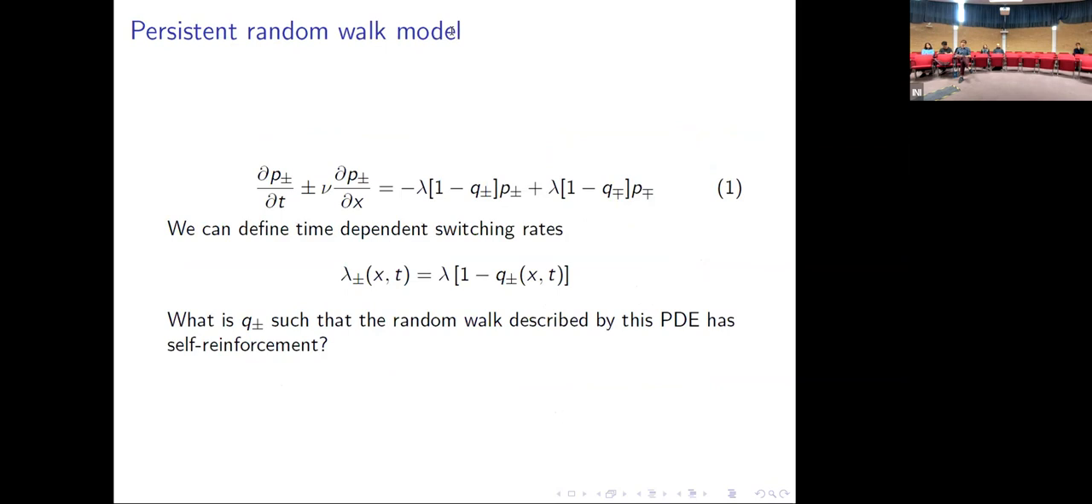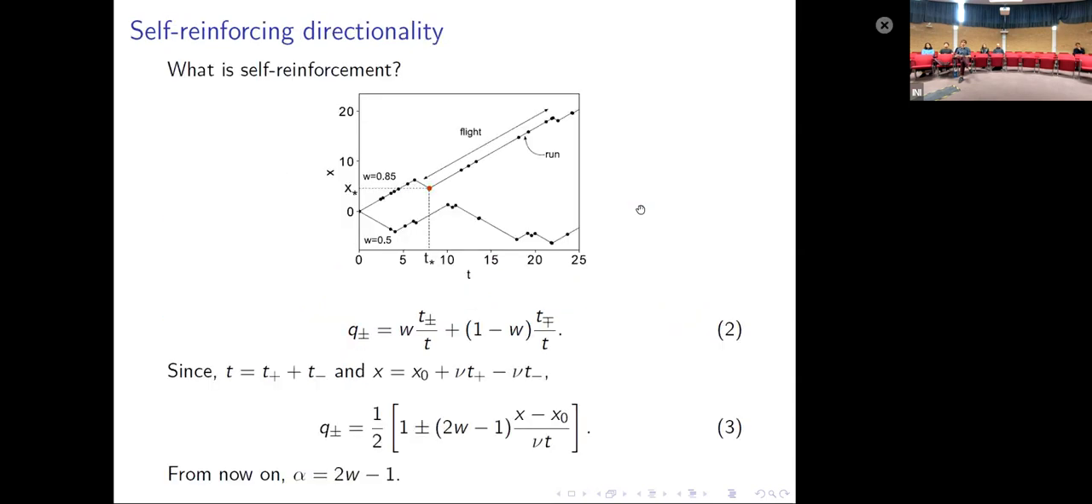So in order to model this, we began with a persistent random walk model, a very simple model, which you see in equation 1, with lambda times (1 minus q plus/minus). That can be regarded as your conditional switching rate probability. And that q plus or q minus is what determines the self-reinforcing directionality coefficient, which transforms your exponentially distributed times so that your particle can now run immediately after a previous run in the same direction.